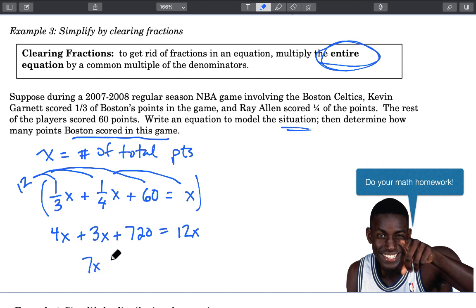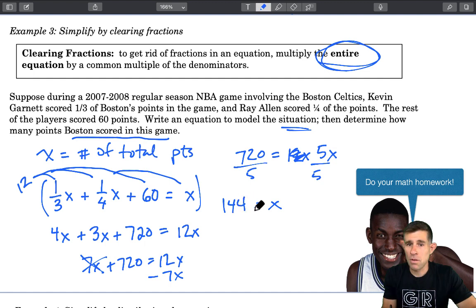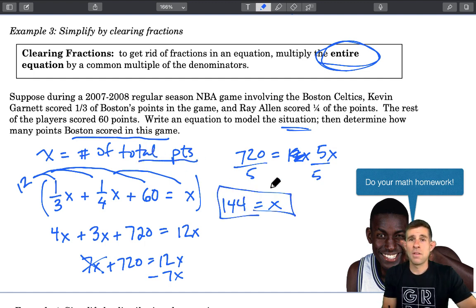All right, combine your like terms. 7x plus 720 equals 12x. Subtract that 7x over. And now I have the equation 720 equals 5x because I've subtracted 12x and 7x. Last thing to do is divide by 5. And when we do that, we get x equals 144. Now remember that 144 represents the total number of points the Celtics scored in that game.